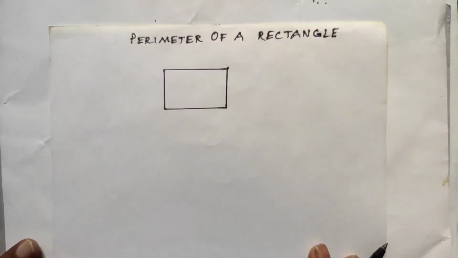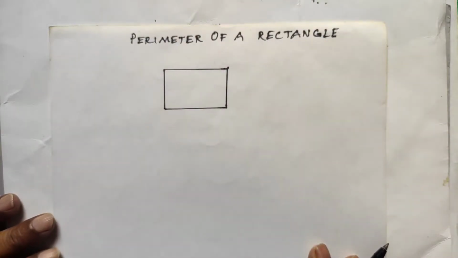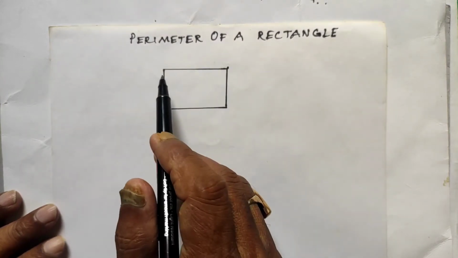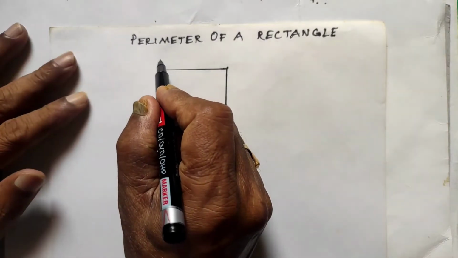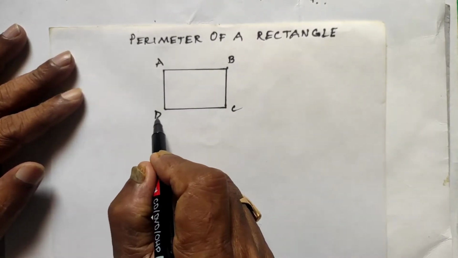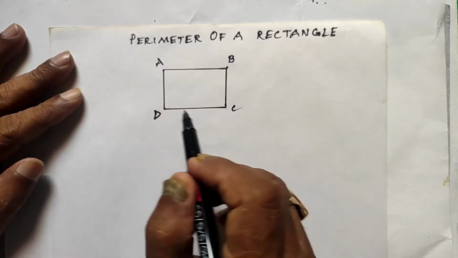Welcome dear learners. Now I am going to talk about the perimeter of a rectangle. So this is the rectangle I have drawn already and I am just naming them. This is A, B, C and D. So our perimeter is ABCD.